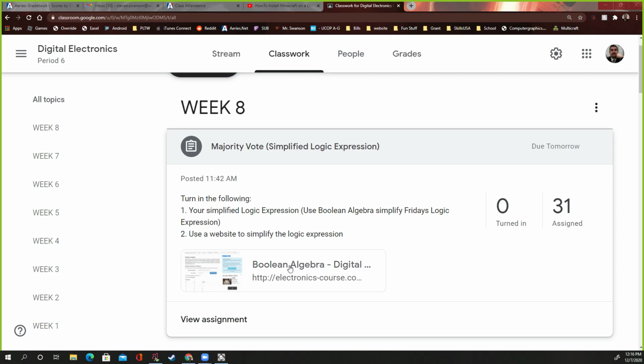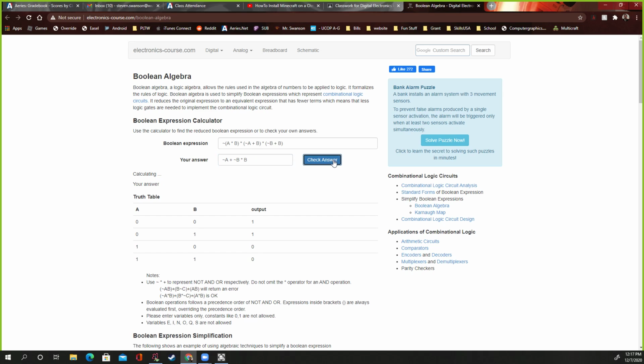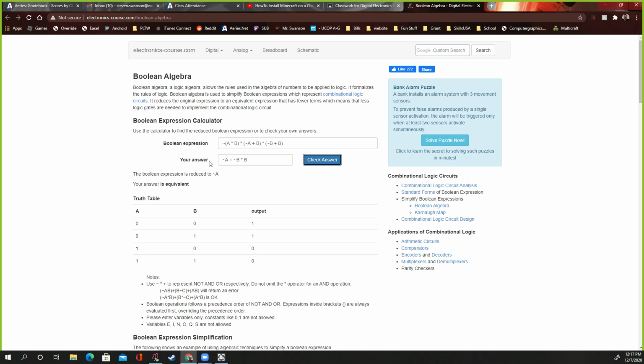Second thing I want you to turn in is go to this website and put in the equation. Now squiggly lines means not. Plus signs are ORs. We already know what those mean. And the multiplication means AND. Okay. So what is this right here? See this right here? Your answer. Check your answer. So this Boolean expression, your answer. So what I would do is this.